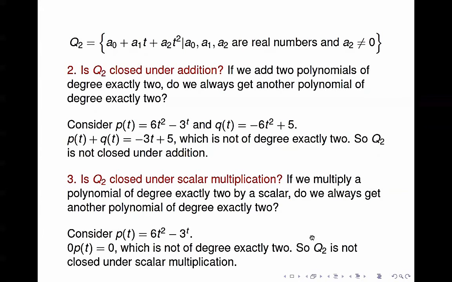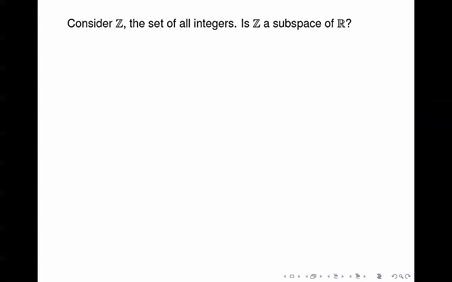So this means that Q sub 2 is not closed under scalar multiplication. So Q sub 2 here failed all three of the requirements to be a subspace of P sub 2. It only has to fail one to not be a subspace, but this one, in fact, failed all three properties. Okay, let's look at one more.